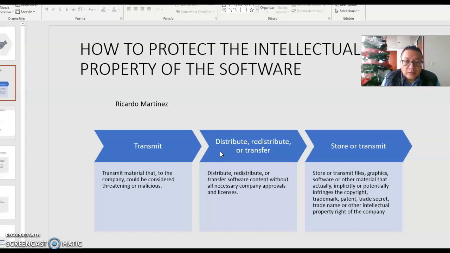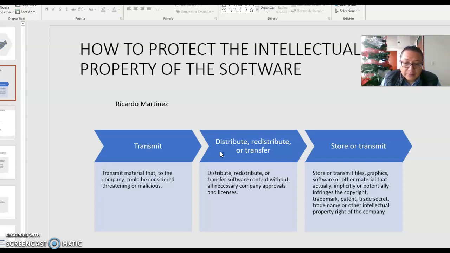Distribute. Redistribute or transfer. Distribute. Redistribute or transfer software content with all necessary company approvals and license.